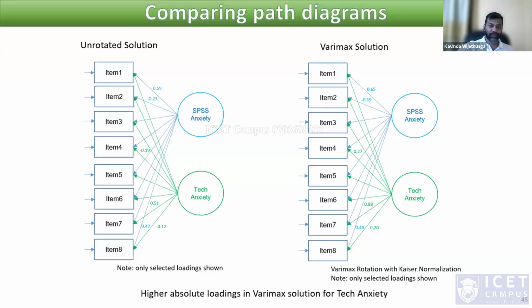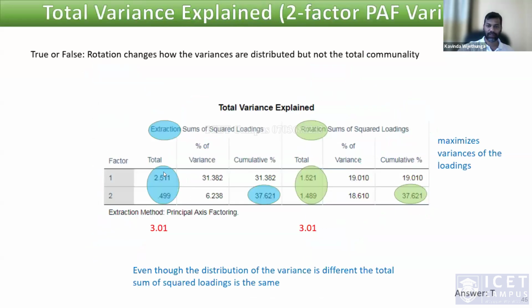Okay. Then total variance explained for 2 factors. Total variance explained. Yeah, total variance explained. So here you can see it's 2 factors. They are 31.382.